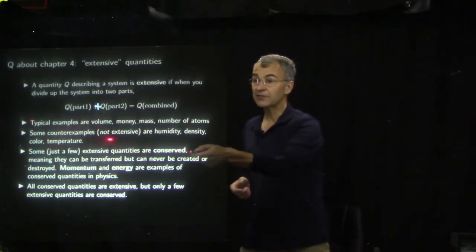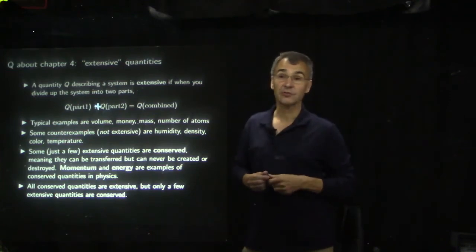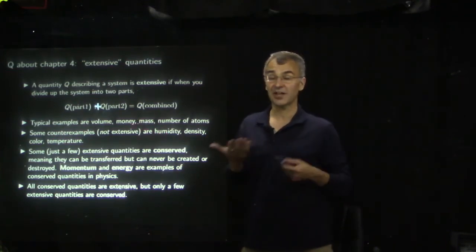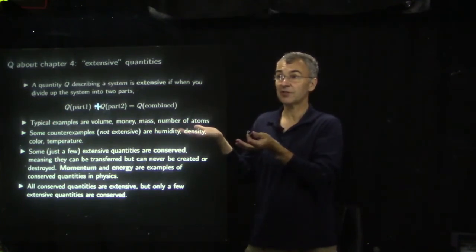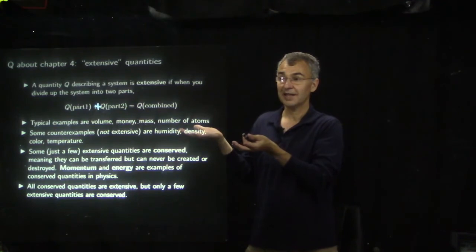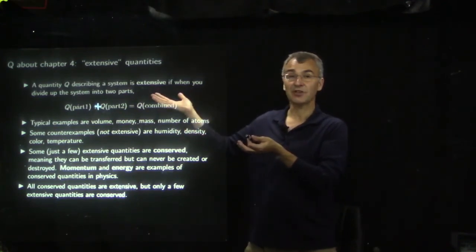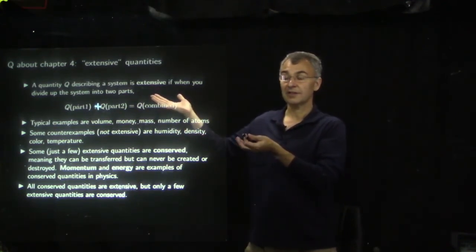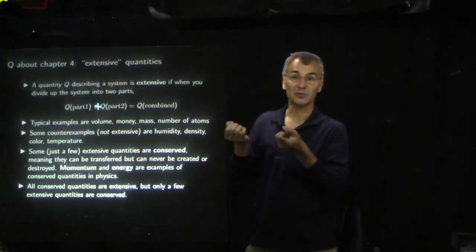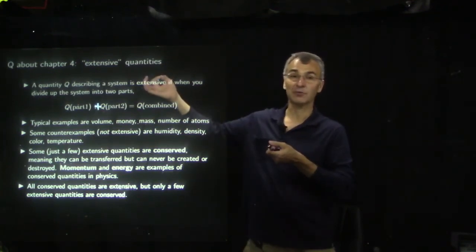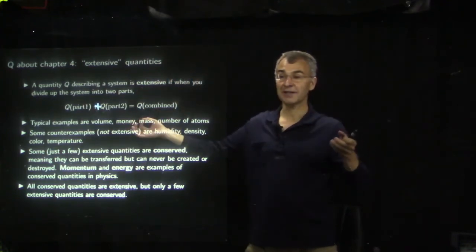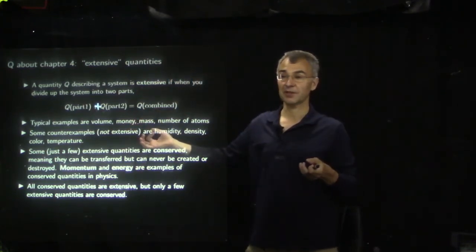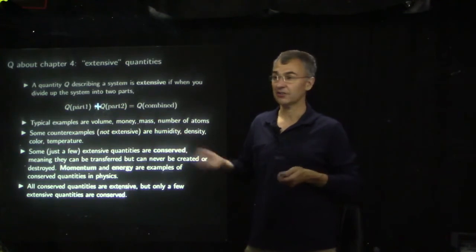Some counterexamples, things that are not extensive quantities. Humidity is not an extensive quantity. Let's say I'm inside and it's 30% relative humidity. Outside there's 90% relative humidity. And I say, well, what happens if I open the door? I'm not going to get 120% relative humidity by adding the two. It doesn't make any sense.